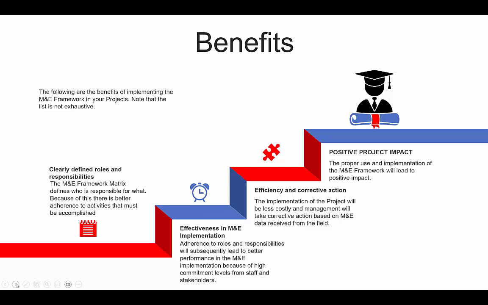So when you have staff adhering to this framework, to the roles and responsibilities, it will lead to effectiveness. And that is the other benefit of having the framework. M&E activities will be effectively implemented. Okay, and as you know, M&E is so important in the organization. So once it is effectively implemented, this will lead to high efficiency levels and corrective action in terms of the weaknesses that will be identified.